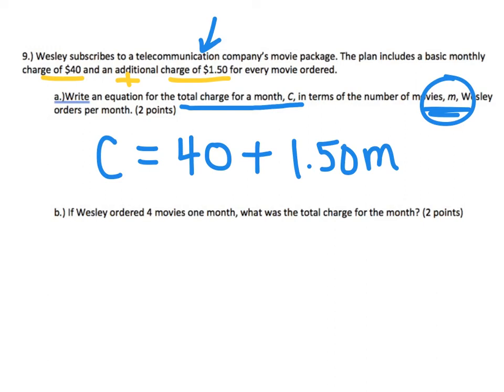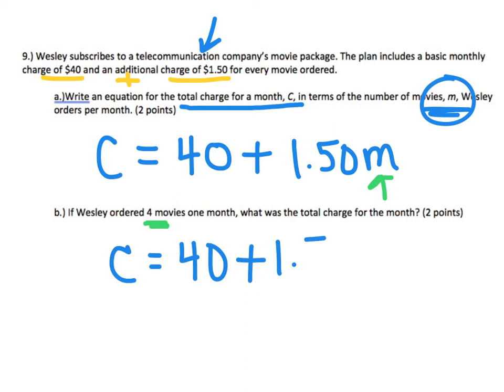Now, for part 2, if he orders 4 movies, what's the total charge? So that is, C is 40 plus 1.50 times 4 movies. So I'm going to substitute in 4 for the number of movies. Now we're going to solve.